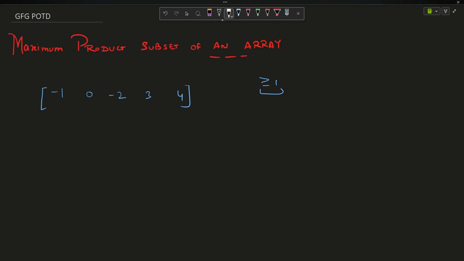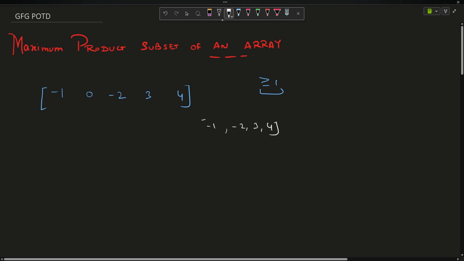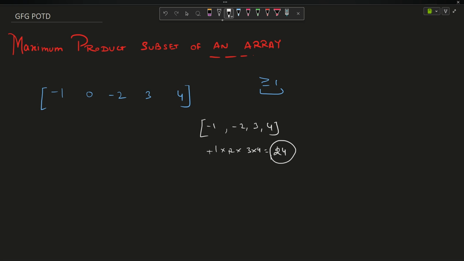So if I try to choose -1, -2, 3, 4, the product of these four elements is -1 into -2 into 3 into 4. There are two minuses, so it will become plus, so it equals 2 into 3, that is 6, into 4, 24. This is the maximum product of this array, and this is my answer.